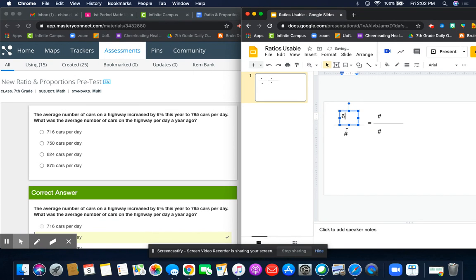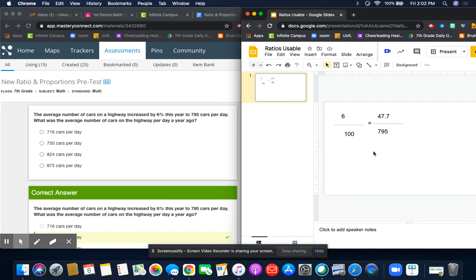So again, we want to do a percent over 100. So they tell us it's 6% over 100. I started with 795 cars. I want to know how many are going to be on the road now. Again, I changed it from the problem that's being read. So 795 times 6 divided by 100, cross multiply and divide to solve for this x value. I get a little over 47 cars.